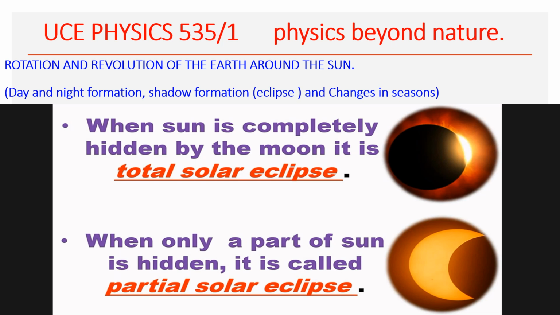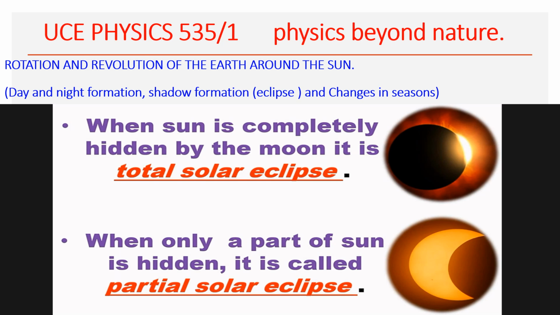So basically that is what we have as far as day and night is formed. Day and night are formed, shadows are formed, meaning eclipse. And then we move to the next one to describe how seasons change.